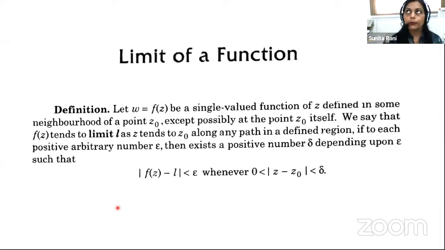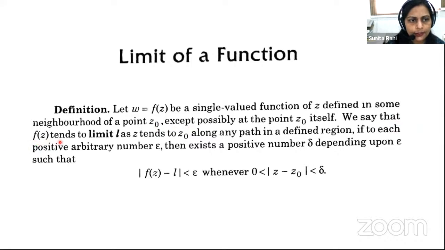Next is the limit of a function. How do we define or find the limit of any function? How does a limit exist? Suppose W is a single valued function defined in some neighborhood of a, where there is a point Z naught in a domain D. The point Z naught is not included here; we consider every point except Z naught.